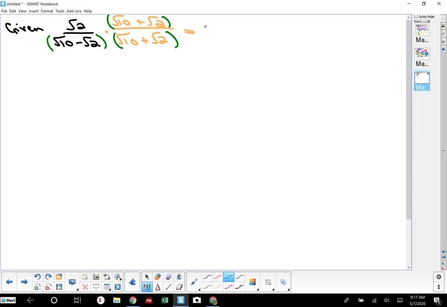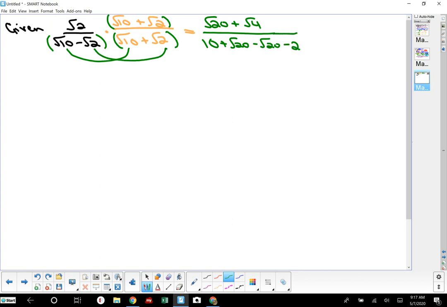Distribute on top. So we're going to get a rad 20 plus rad 4 over rad 10 times rad 10 is just plain 10. Then I'm going to get plus a rad 20 minus a rad 20. Rad 2 times rad 2 is just plain 2. Now, if you need to put the rad 100 for the rad 10 times rad 10 and the rad 4 for rad 2 times rad 2, do that. But I'd like you to start thinking the way that I just did there. All right, these are going to cancel. So now I'm going to reduce anything I can.